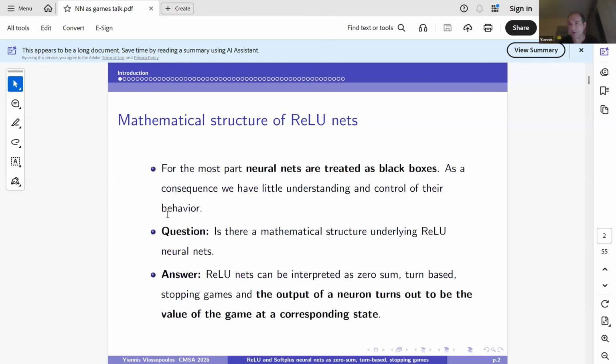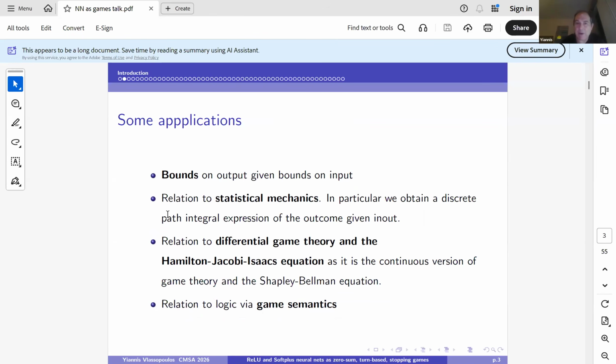I mean, you construct the structure as usual in mathematics. Then you construct some sort of enveloping complicated structure, but then you are able to prove things that you wouldn't be able to prove before. So I will show you a couple of things in that direction. Output neuron given bounds on the input. Then there is a sort of path integral formula that expresses the value of the output of every neuron, in particular the output of the outgoing neurons.